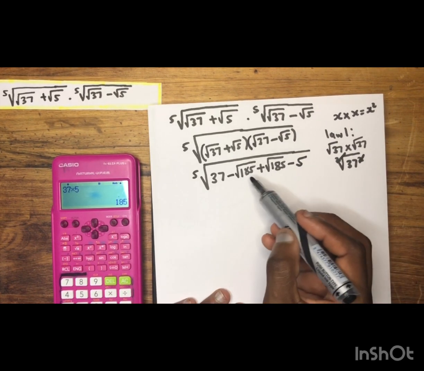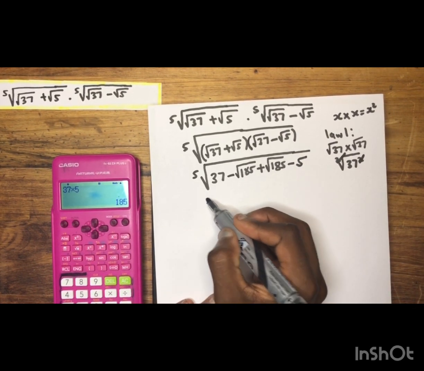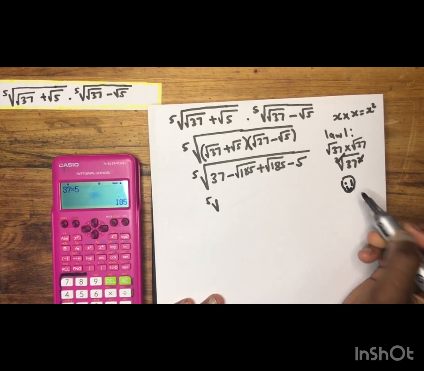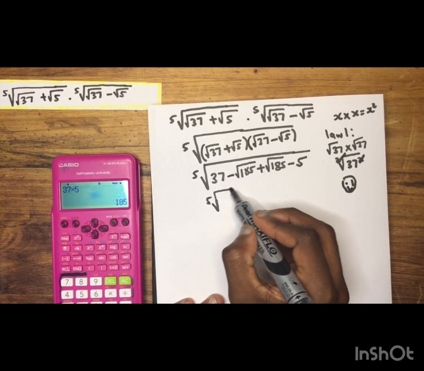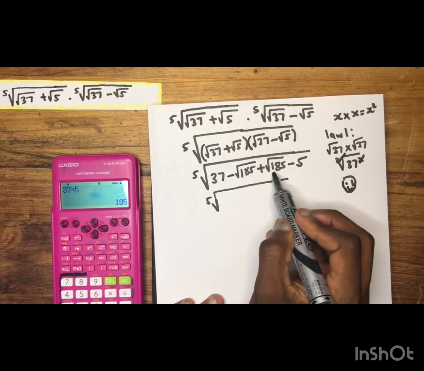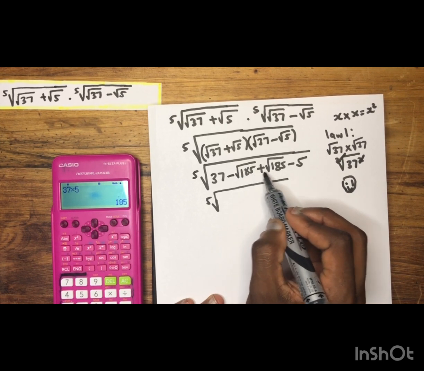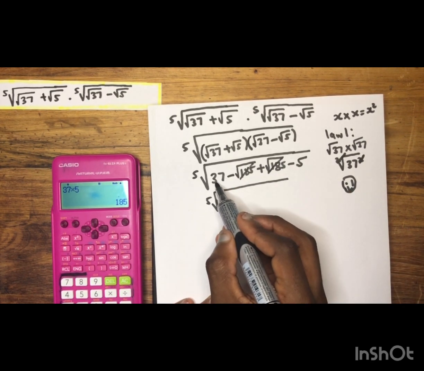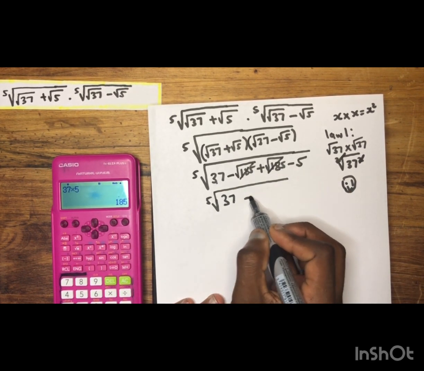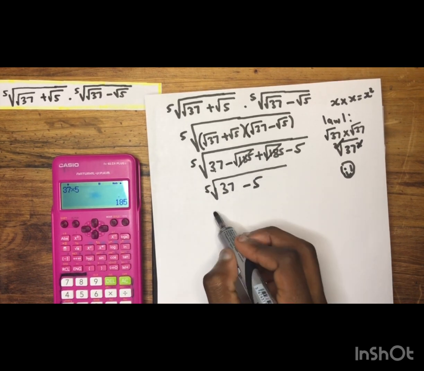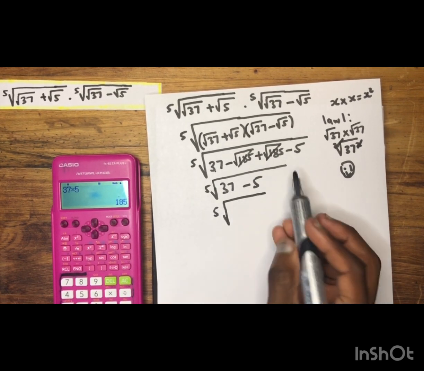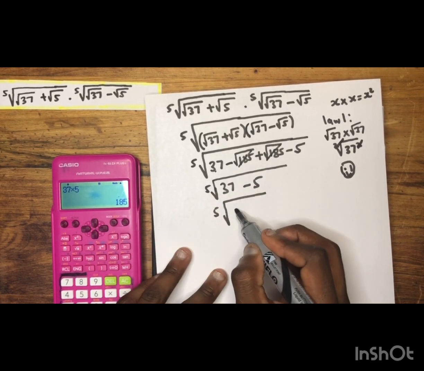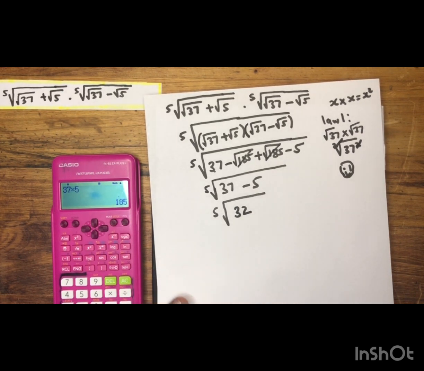So what will happen here, guys? I know that you are smiling, that you know what will happen. Negative root 185 plus root 185, they are going to cancel out. Now you are left with what? 37 minus what? 5. So here, guys, we have 37 minus 5. So 37 minus 5 gives us what? 32. So now it's simple.